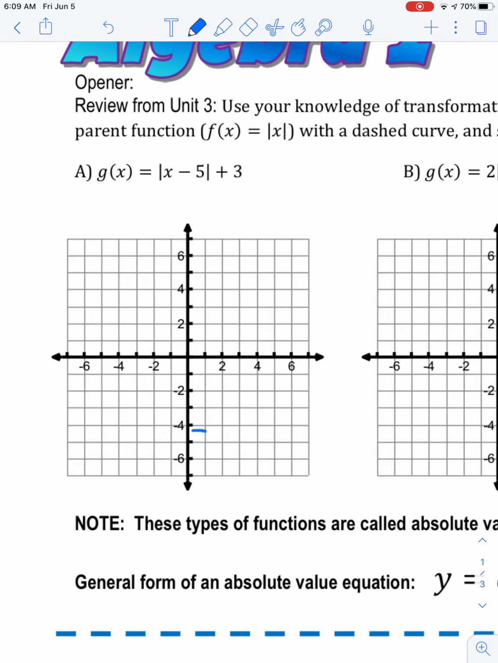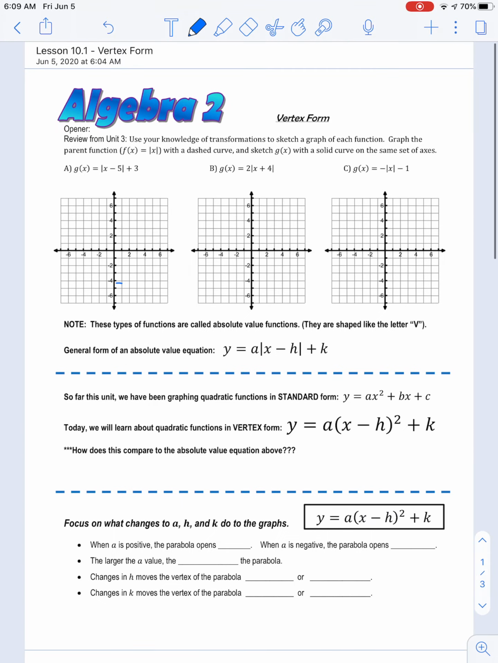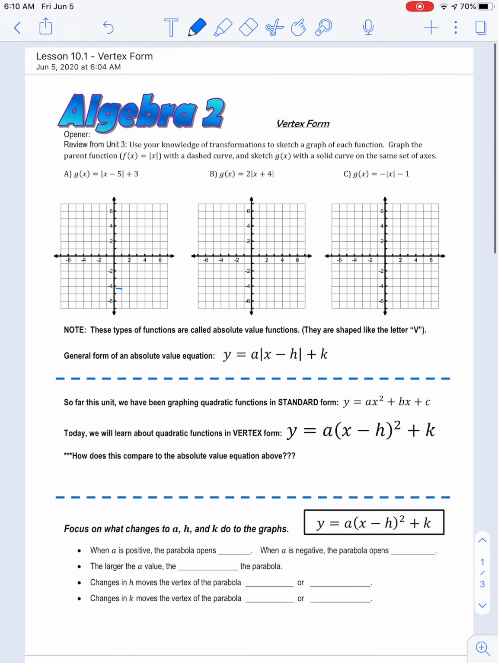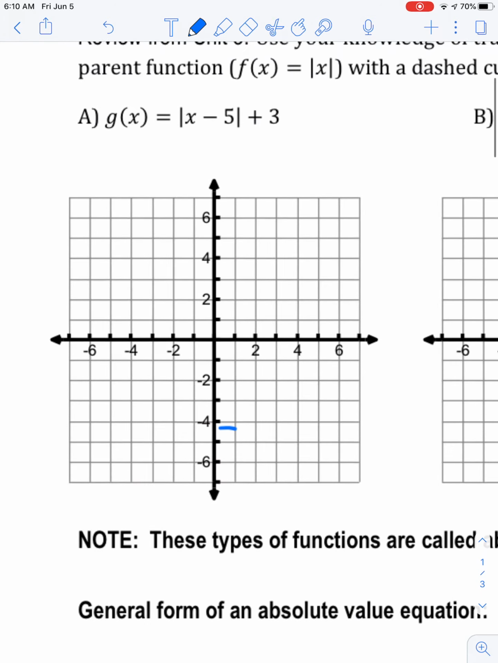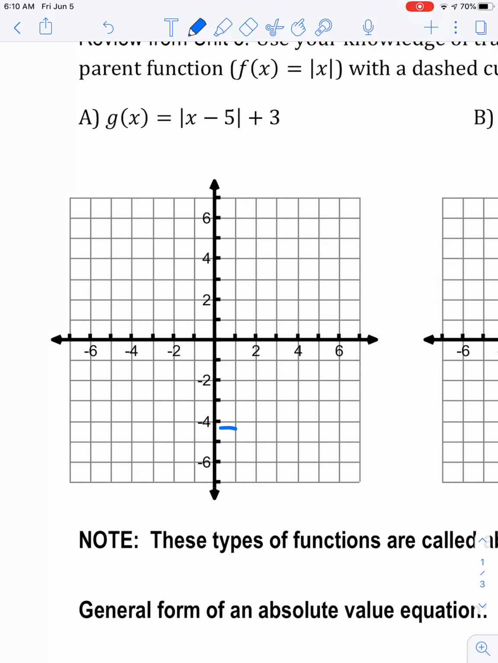So in part A, first I should probably read the directions. We want to graph the parent function with a dashed curve, and then sketch the new function g of x with a solid curve. So in part A, if I start with my parent function, we know that we have a vertex at the origin, 0, 0, and we're just going up 1 over 1, and this is our most basic graph for absolute value of x.